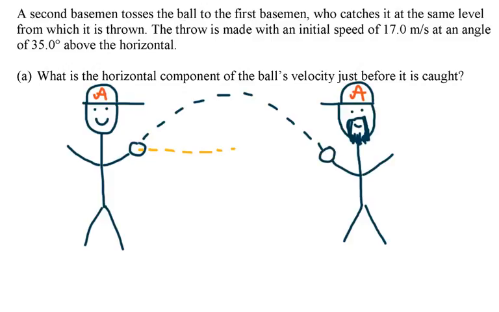Okay, now let's write down all the information that we know. We know that the throw is made with an initial speed of 17.0 meters per second at an angle of 35 degrees above the horizontal. So I'm just going to draw the initial speed. Now I'm going to draw this a little bigger than I really have to, just to make it easier to see. So my initial velocity is v naught, so v naught equals 17.0 meters per second. Okay, now I'm going to draw my angle, which is 35 degrees above the horizontal.